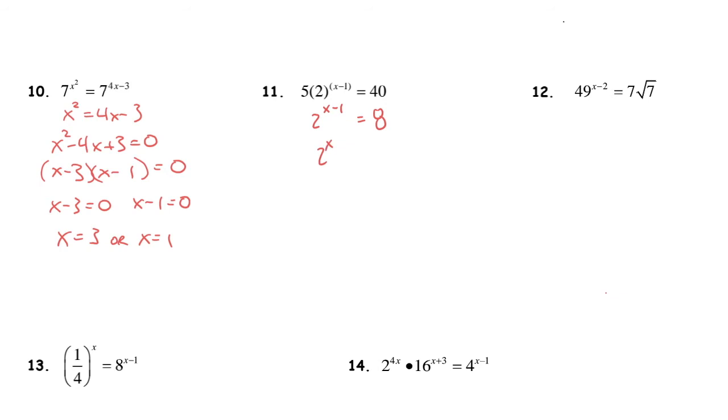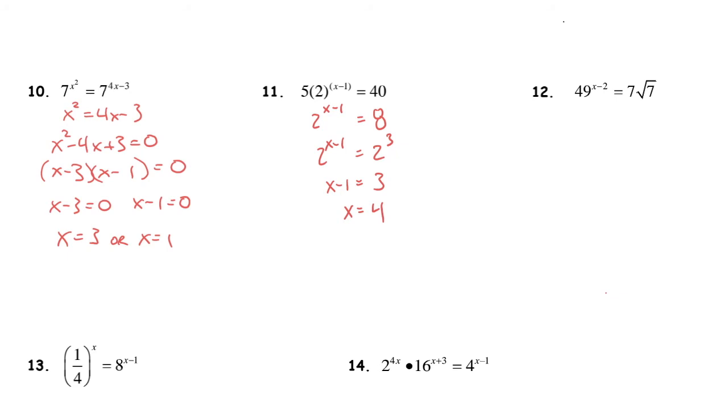Well, that's awesome because I know that 8 is 2 cubed. And so then I've got x minus 1 is equal to 3 because I've got power equal to power and the bases are the same. And then you'll simply add 1 to both sides and I'll get that x is equal to 4.